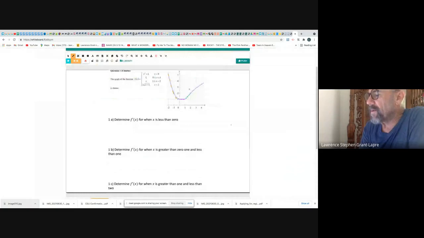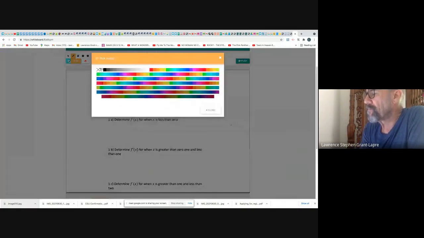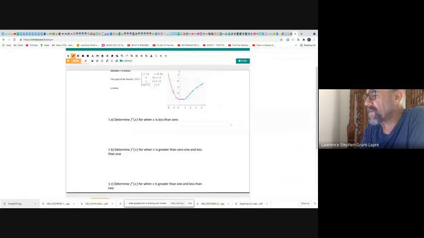So we've got here, determine the derivative of the function when x is less than 0. So we're dealing with the orange part of the graph. So the derivative of x squared minus 1 is 2x.